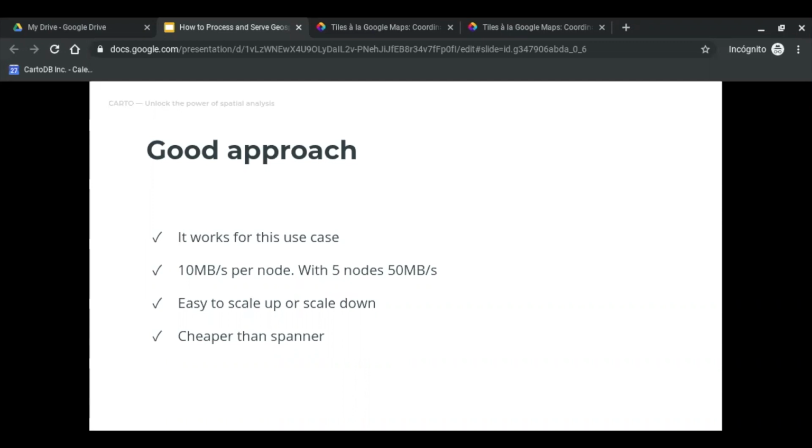Also, it is easy to scale up and scale down, and it is cheaper than Spanner. Spanner is twice the price of BigTable, basically. What that means is that Spanner is something more to compete with Amazon Aurora and stuff like that, but it's not for storing very huge data sets. It's for having a relational database that is easy to use and that scales. So if you have millions of rows, 10 million rows works pretty well, but when you have this amount, it didn't.